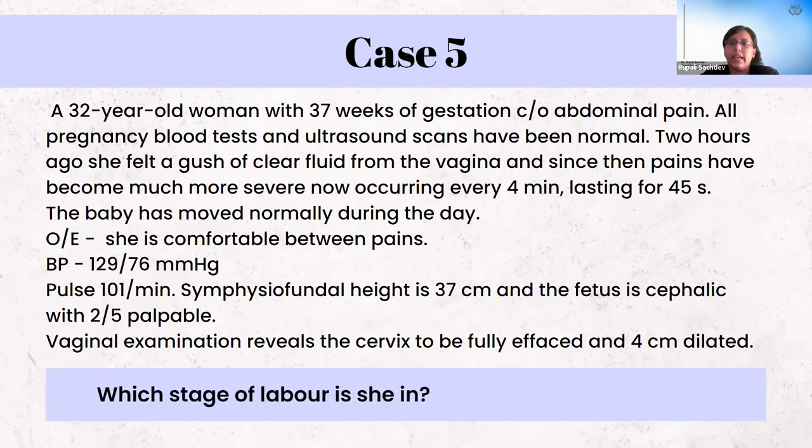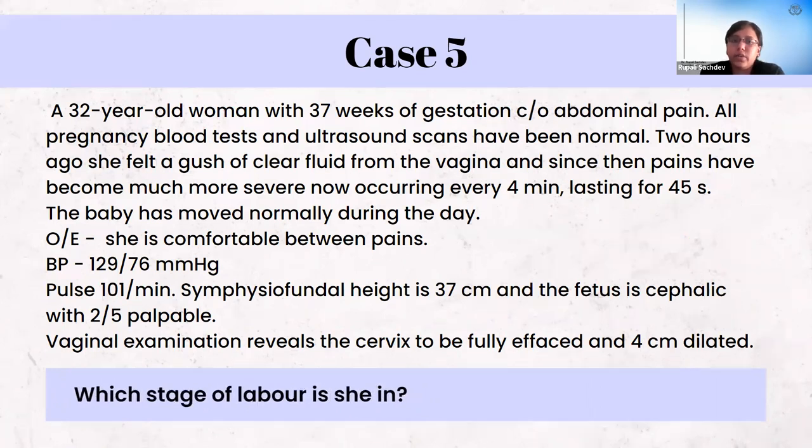Okay. Case 5, you have a 32-year-old woman with 37 weeks of gestation with complaints of abdominal pain. All her pregnancy blood tests and ultrasound scans have been normal. 2 hours ago, she felt a gush of clear fluid from the vagina. And since then, the pain has become more severe, now occurring every 4 minutes, lasting for 45 seconds. On examination, she is comfortable between the pains. BP is 129 by 76. Pulse is 101 per minute.